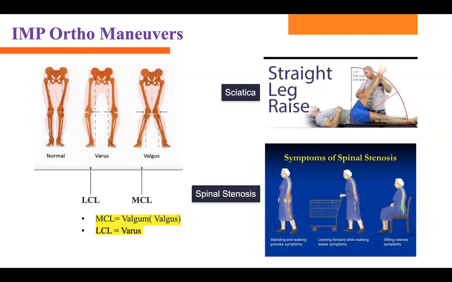MCL, okay. MCL and LCL, both very important, okay? You only need to remember MCL. I'm gonna make this easy for you. MCL, that means medial collateral ligament.